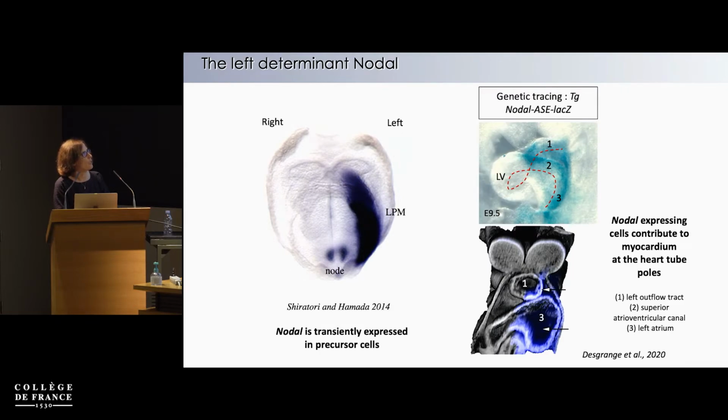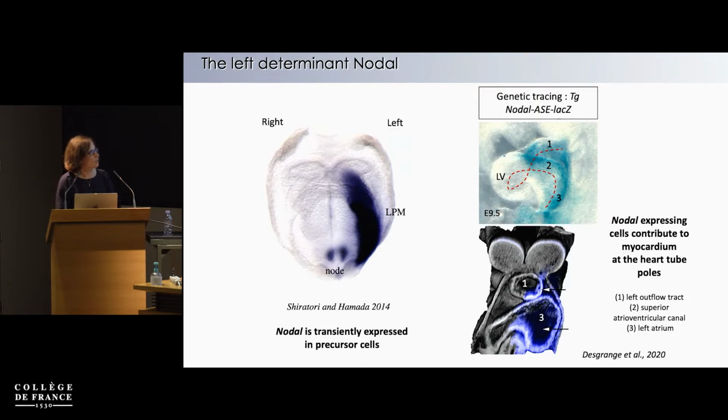So we used a transgenic line in which the asymmetric enhancer of nodal drives lacZ expression instead of nodal, so that we have a more stable expression and reporter of the cells which have previously expressed nodal. And as you can see here, in the heart tube, the cells which have expressed nodal do contribute to the heart tube, but they mainly contribute to the poles of the heart, the arterial pole and the venous pole, and not at all to the ventricles.